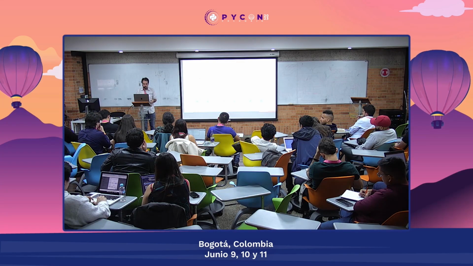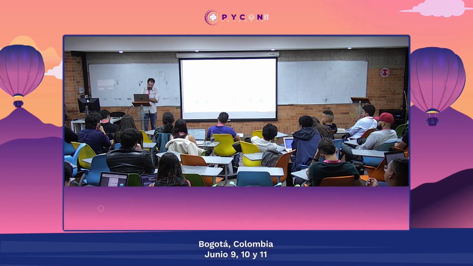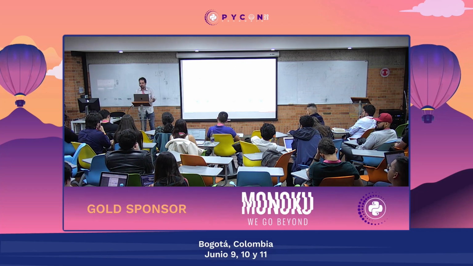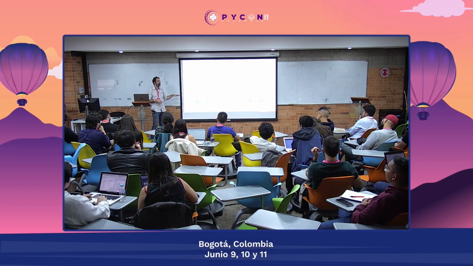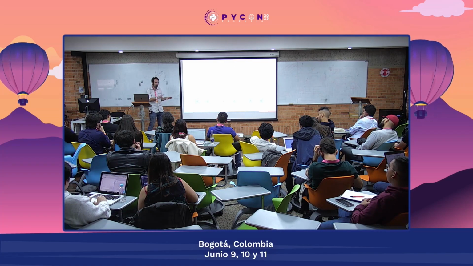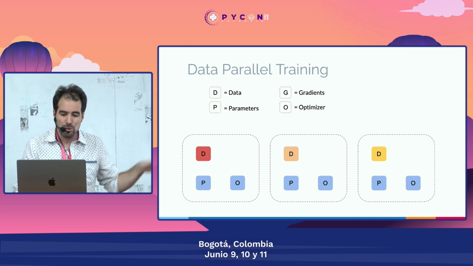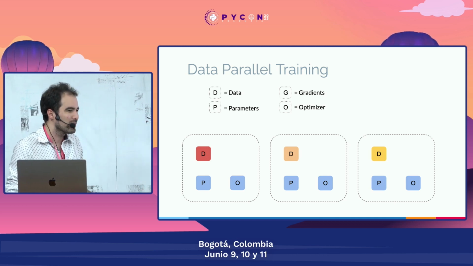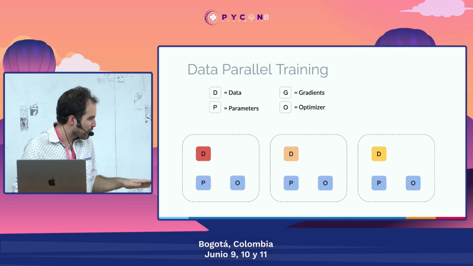So what does this look like? If we have this data, these parameters, G is the gradients, and O is the optimizer state. What we're going to do is put the parameters and the optimizer state replicated on all devices for data parallel training. And we're going to feed different data to each device. I just denoted it by the color.